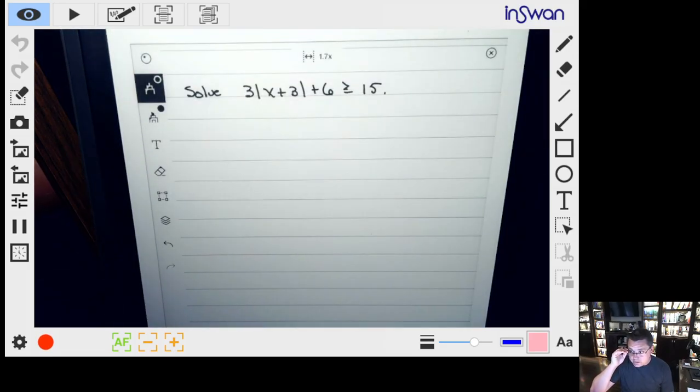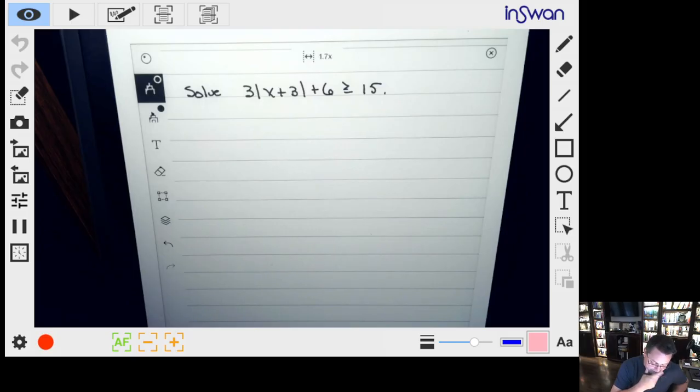Okay, in this problem we're asked to solve this absolute value inequality. A lot of stuff going on here. We're going to write our answer in interval notation just like we did in the last problem. Okay, how do we work with something like this?